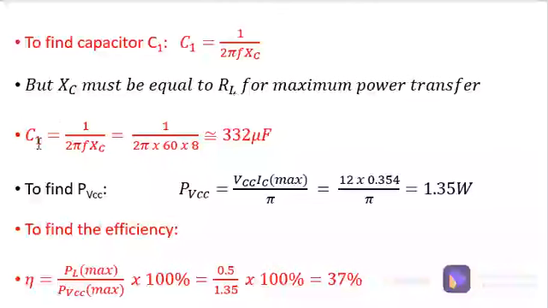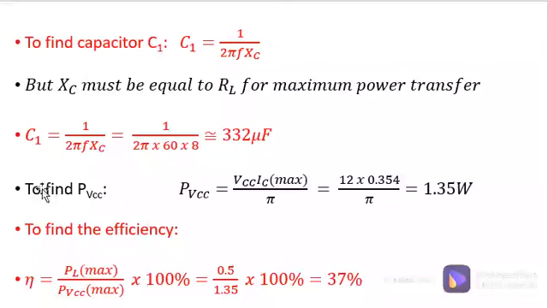So I'll now say my C1 is equal to 1 over 2 pi times f times XC. That is 1 over 2 pi, my frequency f is given as 60, and since this XC must be equal to RL, the RL is 8. So 1 over this will give us approximately 332 microfarads as our value of the capacitor.